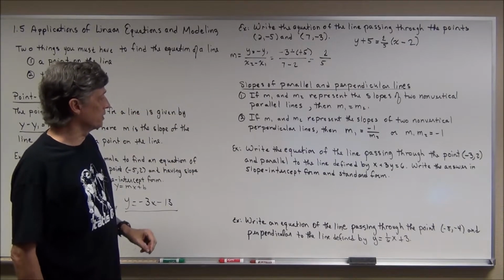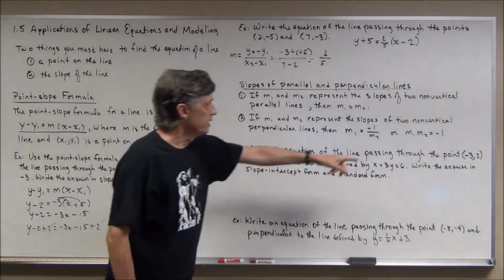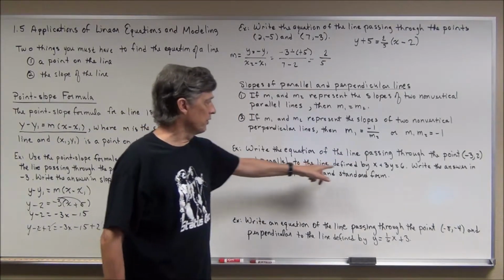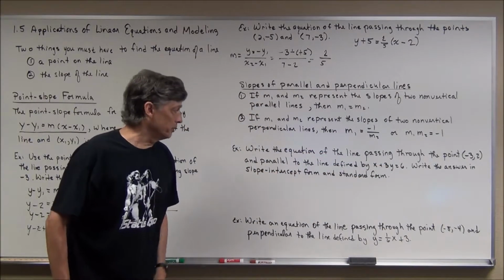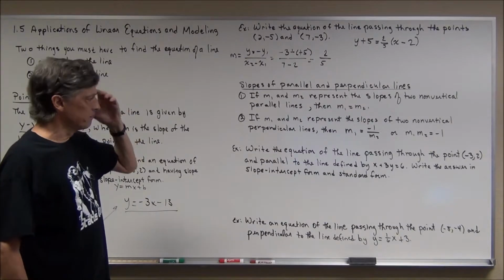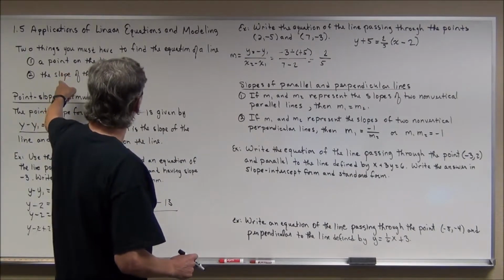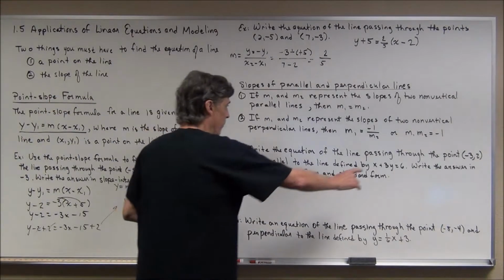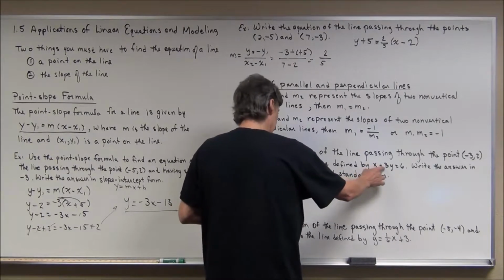Here's a couple of examples. The first example says write the equation of a line that passes through the point negative 3, 2 and is parallel to the line defined by x plus 3y equals 6. And we're to write our answer in slope-intercept form and standard form. I need two things to find the equation of a line. I need a point and I need the slope. I have a point and I have the ability to find the slope because it's parallel to this line.